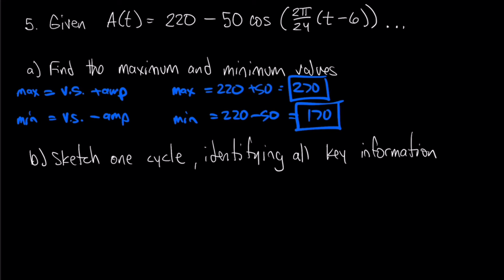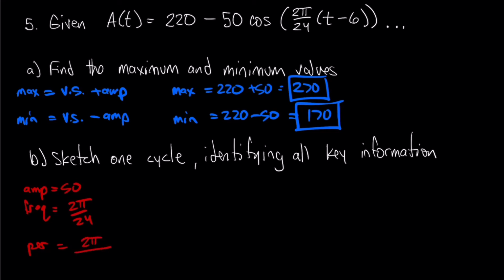Easy. Next, sketch one cycle identifying all key information. So let's do this in red. First thing I know, amplitude. We always do that first. It is 50. We just talked about it. Frequency is 2 pi over 24. And some of you can tell me what the period is without even doing a calculation, because we did one like this in class.